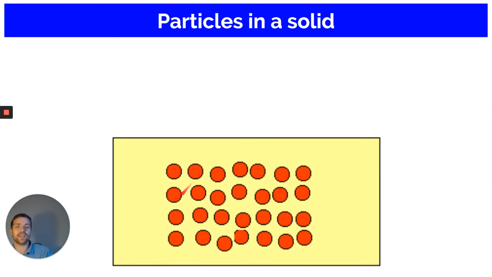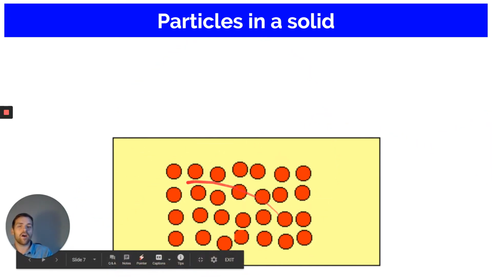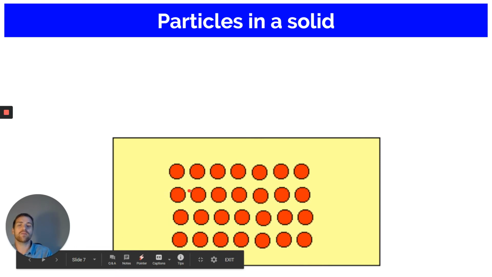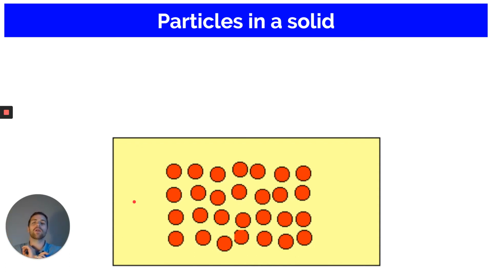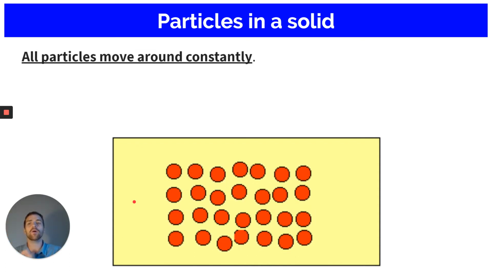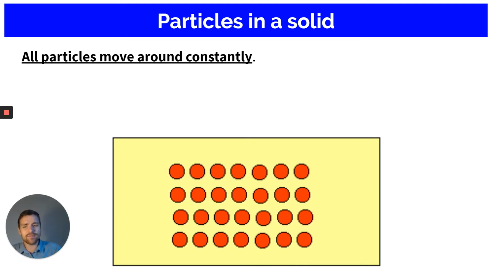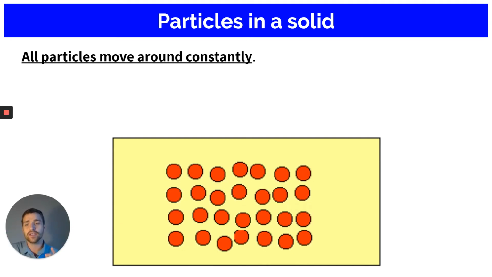If you look at my screen here, I've got a little GIF of particles in a solid. The first thing you need to know about all particles, not just solid particles, is that all particles are moving around constantly. These little atoms that make up everything are always moving. They cannot stop. They're just all over the place. So that's the first thing you need to know: whether it's a liquid, a solid, or a gas, the particles inside of it are moving all the time.